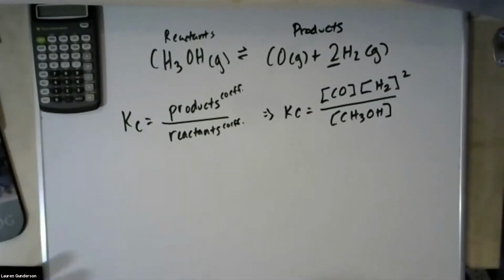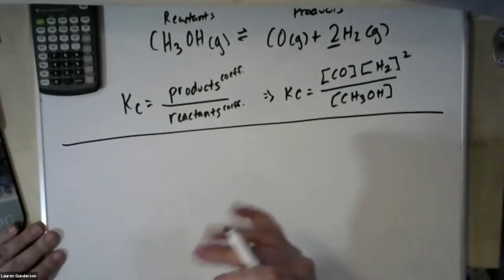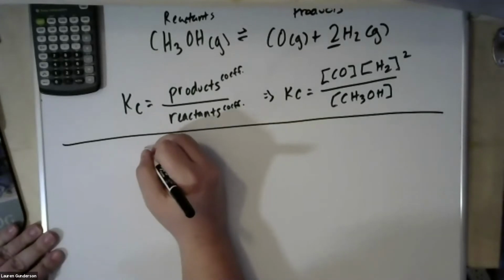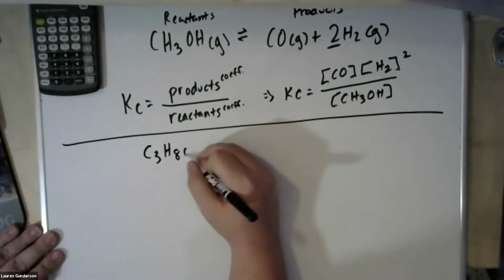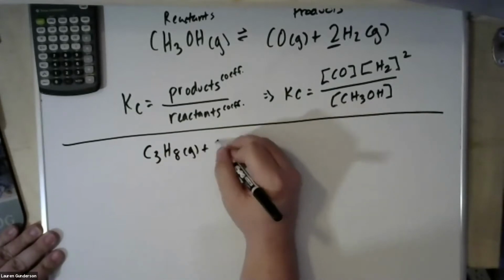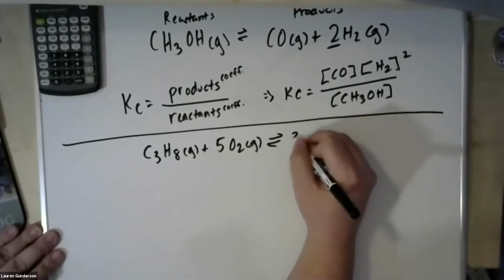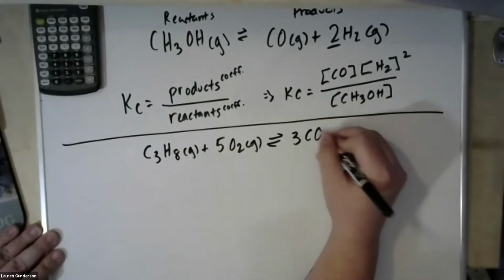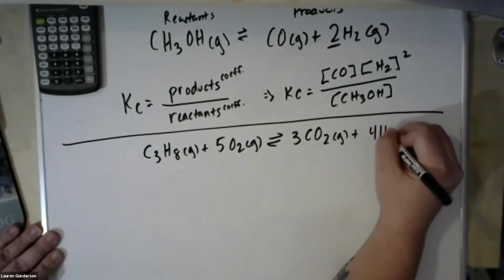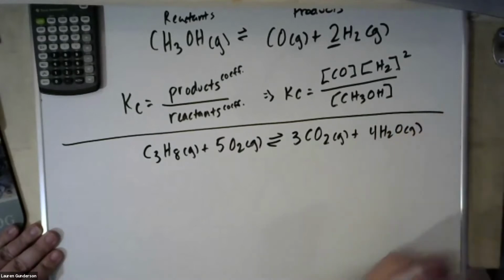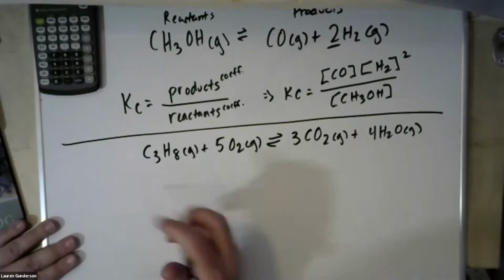The next example I have is for a slightly longer reaction. Okay, so this one is C3H8 plus 5O2 produces 3 CO2s and 4 H2Os. I mean, this one's a little more fun, at least, to write because there are more coefficients involved here.